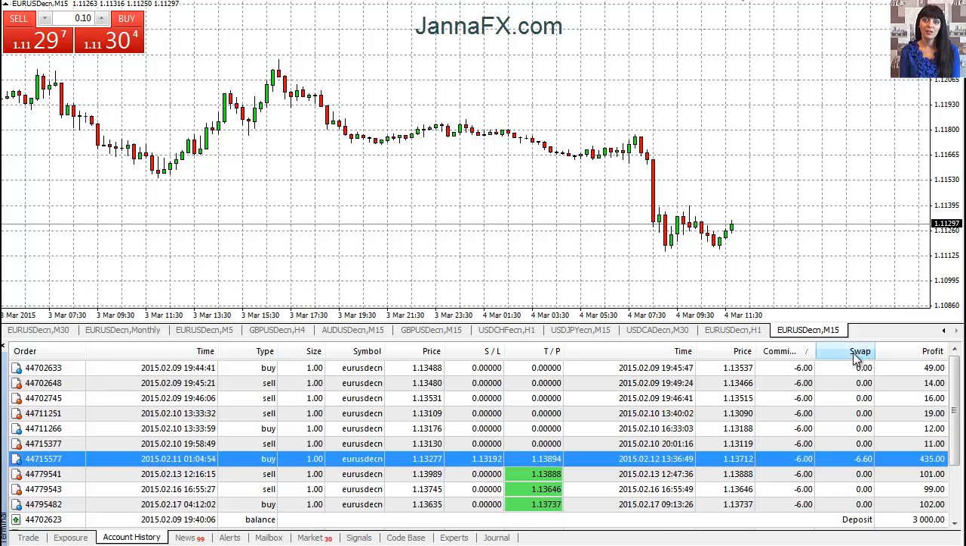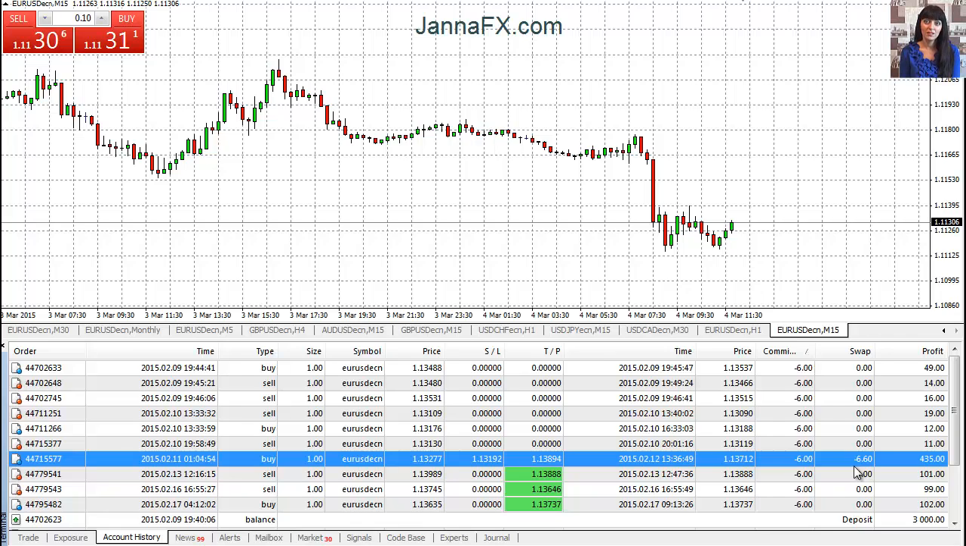and here you would also see swap, which you also need to know, because sometimes many don't understand where it comes from. What is it? Swap can be in plus and can be in minus. You need to know this when you trade for a few days, if you didn't close your trades during the day, I think it's up until 5 p.m. New York time. After 5 p.m. New York time, you will have that swap if you didn't close any positions before that.